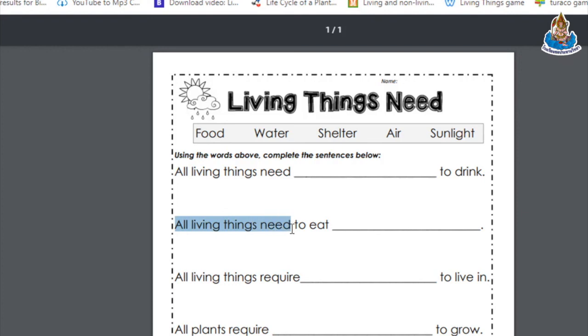All living things need to eat blank. All living things require blank to live in. All plants require blank to grow. All living things need to breathe blank. Okay, so you get the words from the box and you complete the sentences below.